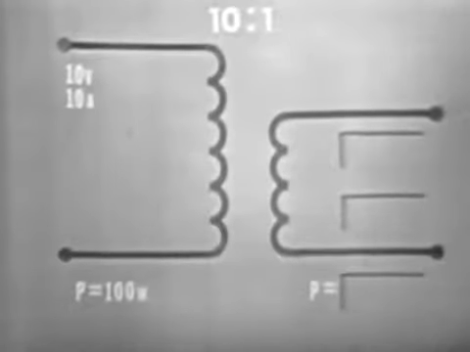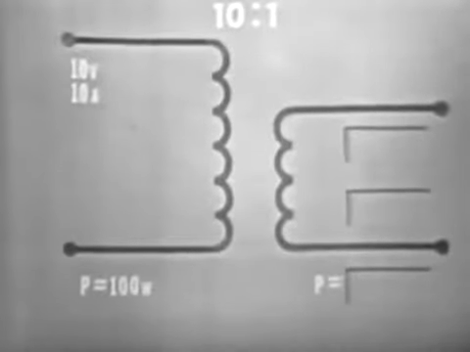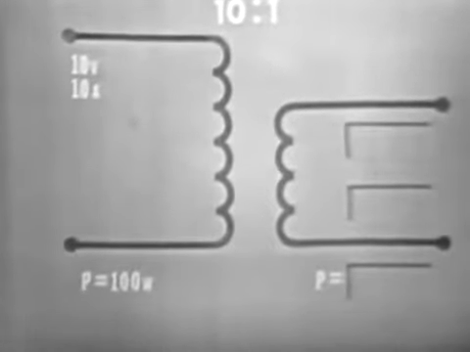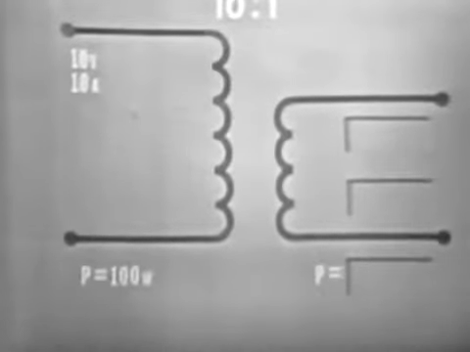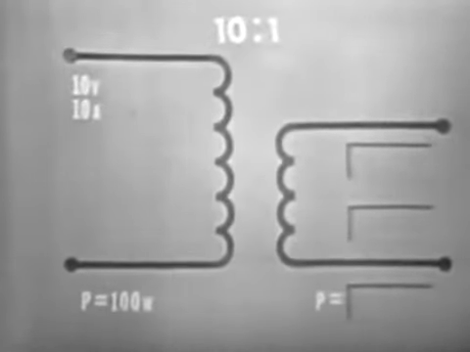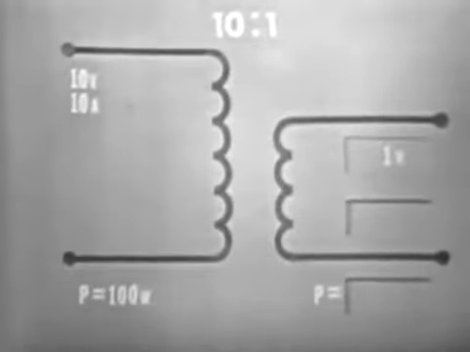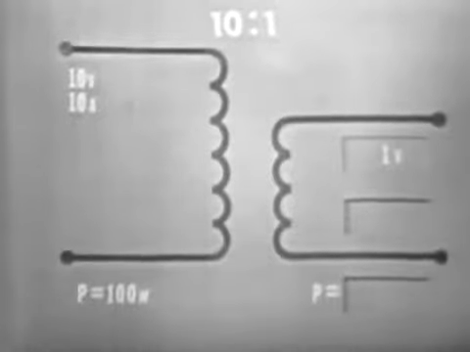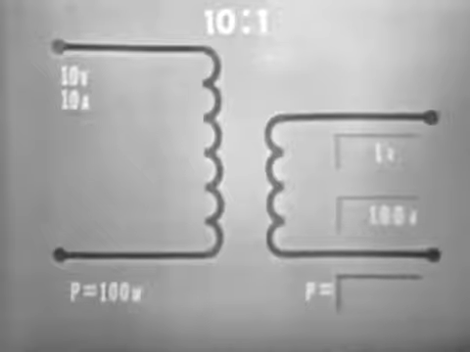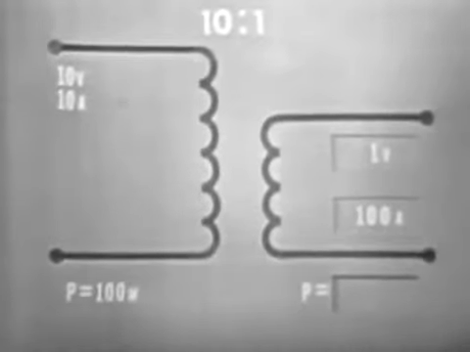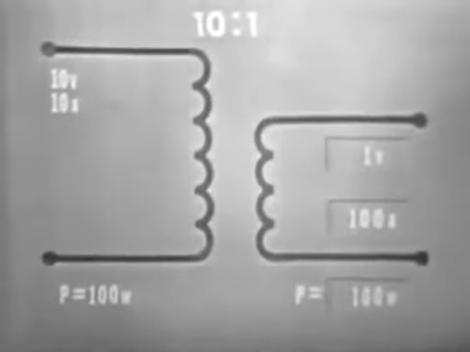Now, let's suppose the same 10 volts at 10 amperes was applied to the primary of a step-down transformer, one which has a turns ratio of 10 to 1. The power in the primary would again be 100 watts. The voltage induced in the secondary would now be 1/10 that in the primary, 1 volt. The current in the secondary would now be 10 times that in the primary, 100 amperes. The power in the secondary, however, remains at 100 watts.